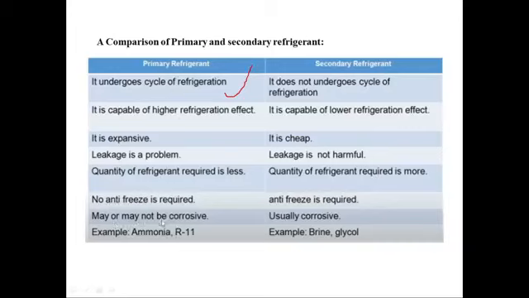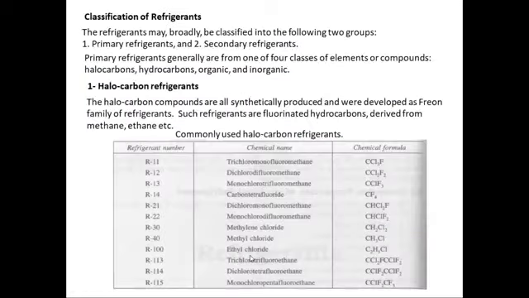Okay, may or may not be corrosive. Usually corrosive, because it involves water and solutions of water, so you can imagine, most of the time it is corrosive. Examples of primary refrigerants are R11, R12, R22, R134a, ammonia and carbon dioxide. The secondary refrigerants are water, brine, or glycol solutions of water. So that is a comparison between a primary refrigerant and a secondary refrigerant.